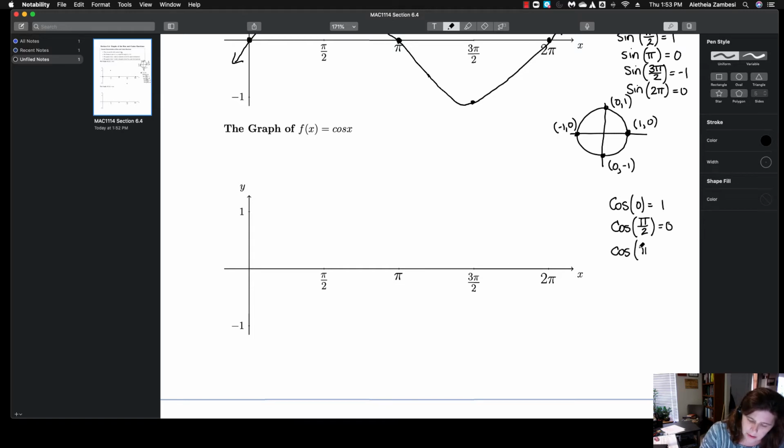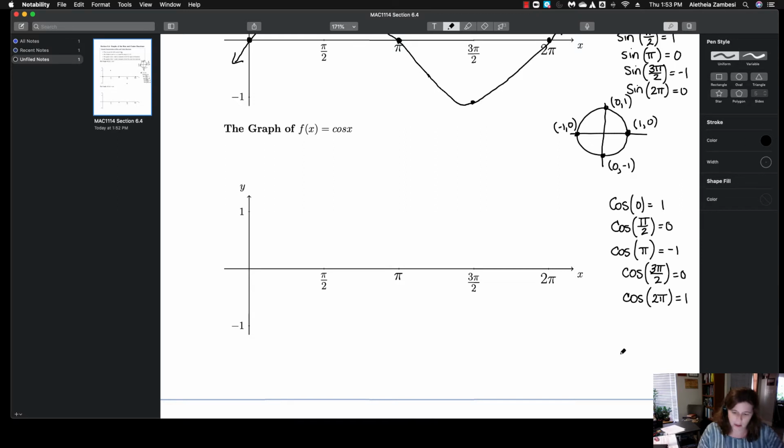Cosine of pi is negative 1. Cosine of 3 pi over 2 is back to 0. And then cosine of 2 pi, we're back at 1.